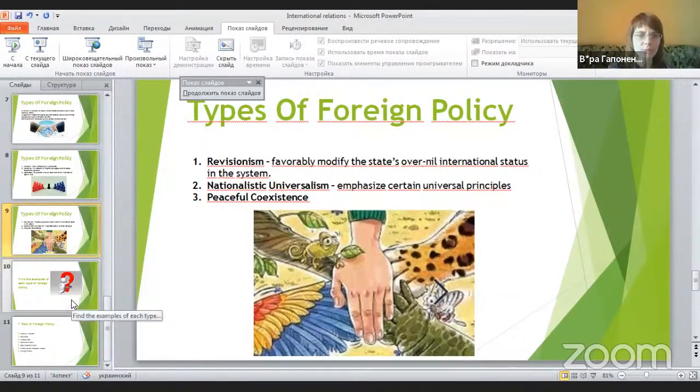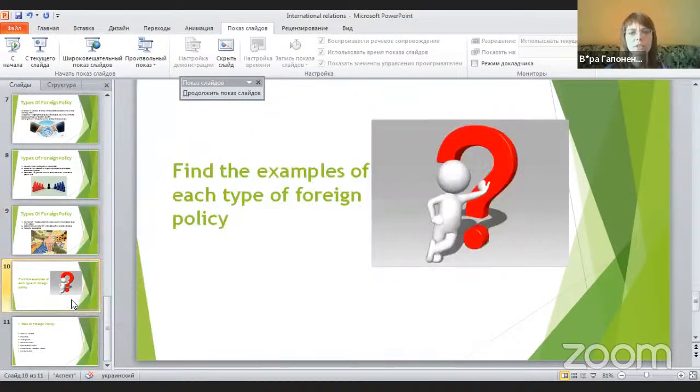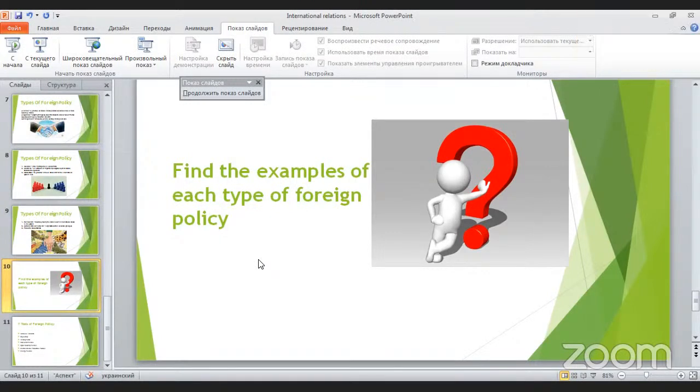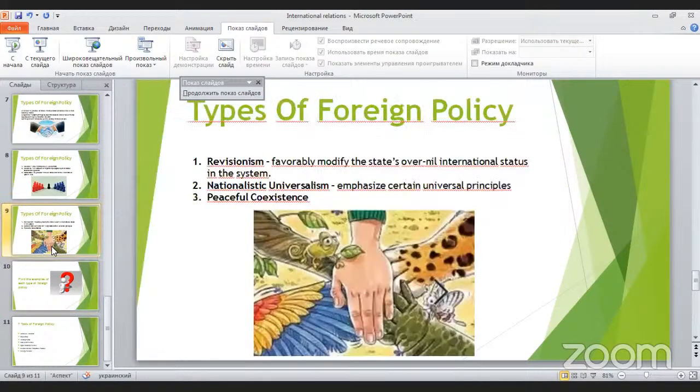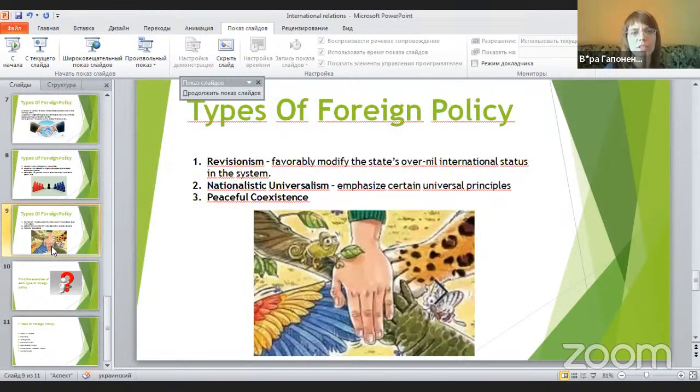And at the end of the discussion about the types of foreign policy, I'd like to ask you to give some examples of each type of foreign policy. Choose one of them and give me some examples. Who wants, who can, please? You mean to tell you some countries with this? Yes, for example, revisionist country, imperialist country, neutral country.